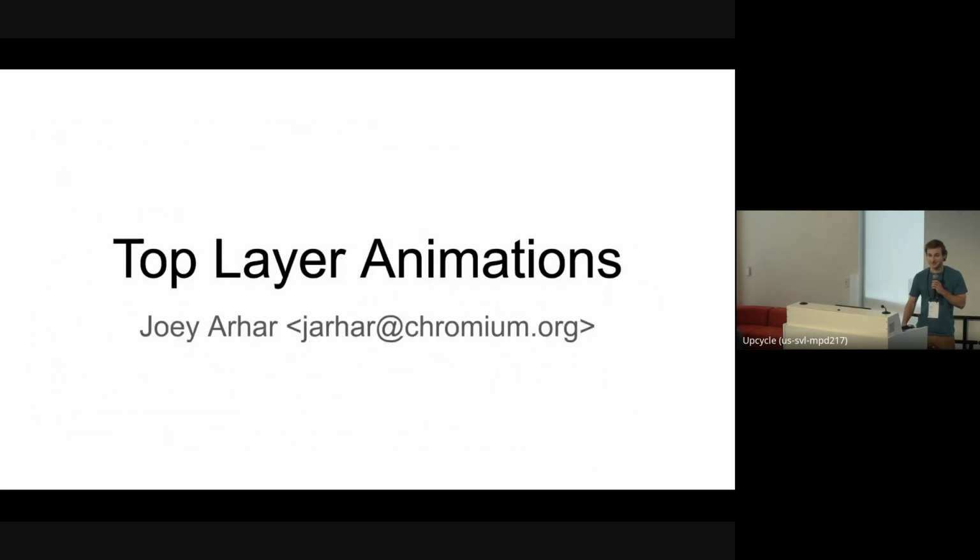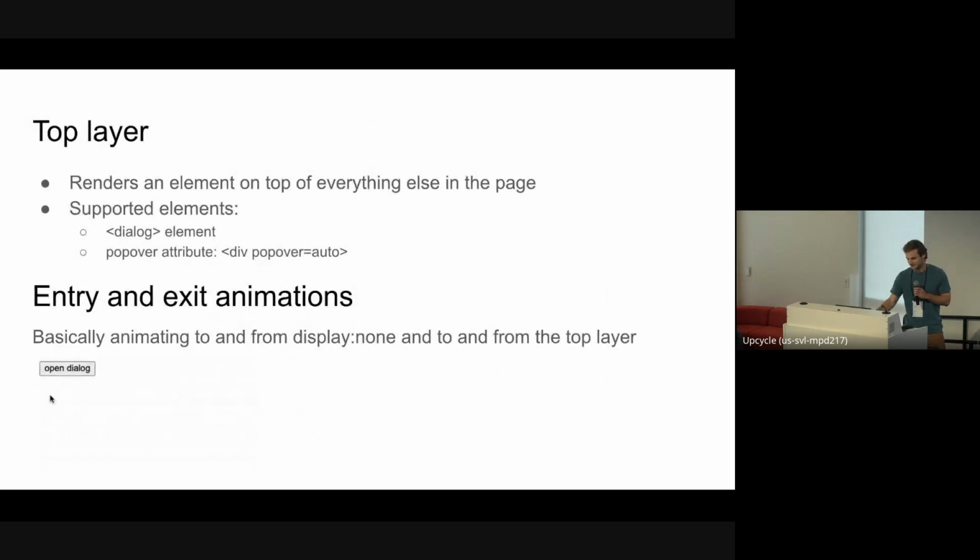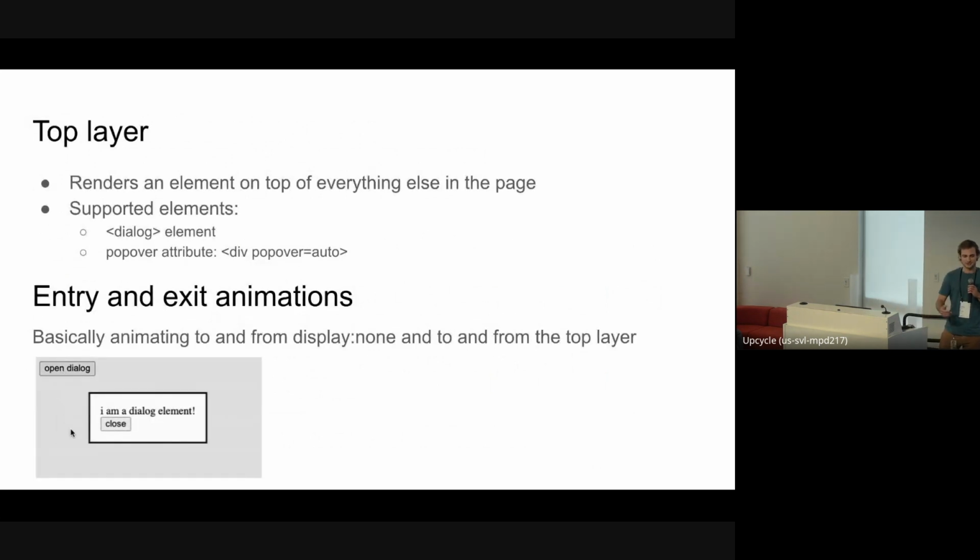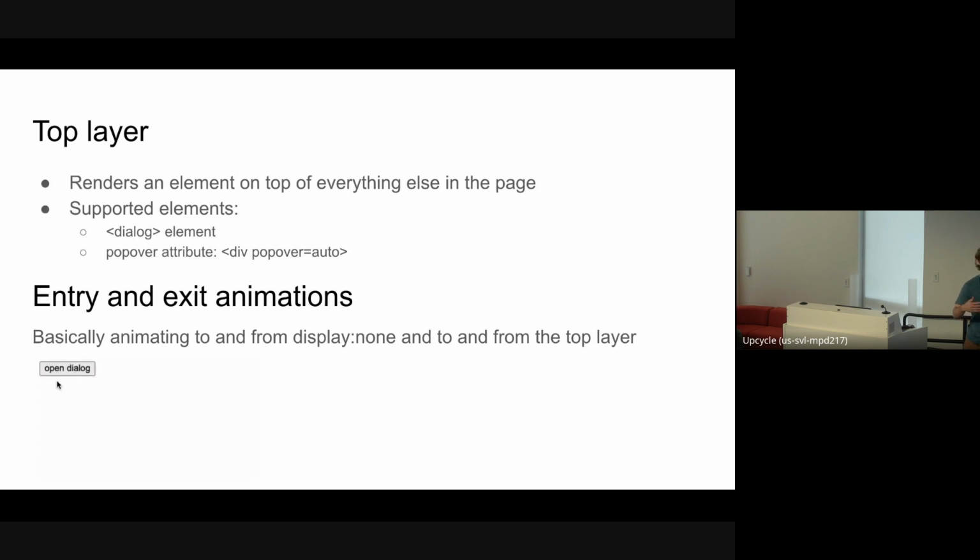All right, hey everyone, my name is Joey, and today I'm going to talk about top layer animations. The top layer is this cool feature that the browser has that lets you render an element on top of all the other elements in the web page. This is supported by the dialog element and the popover attribute. The goal here was to make these elements animatable when they enter and exit the top layer.